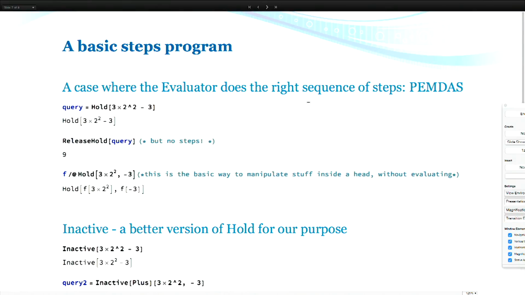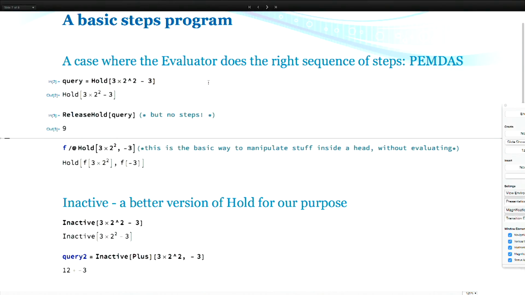So I want to give you an example of how this works for simple problems where the Mathematica evaluator actually does the right thing. An example of that is this really simple example I have: 3 times 2 to the 2 squared minus 3. That'll be evaluated by Mathematica in the right sequence of steps, which is, as you know, called PEMDAS. You do the parentheses, then the exponents, then the order of operations, I guess. So we can hold this query, but then if we release hold, oops, it does it all at once. So there's no way to stop in the middle.